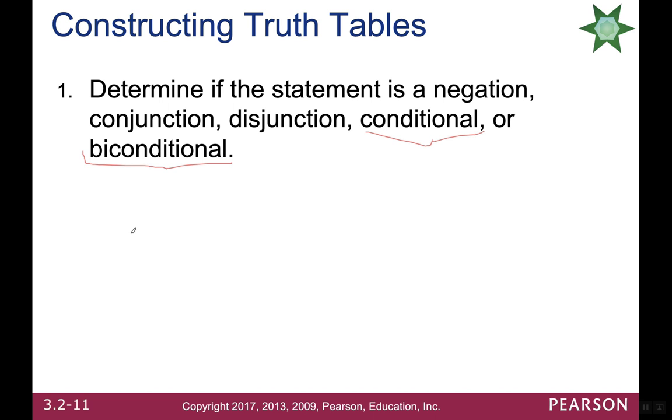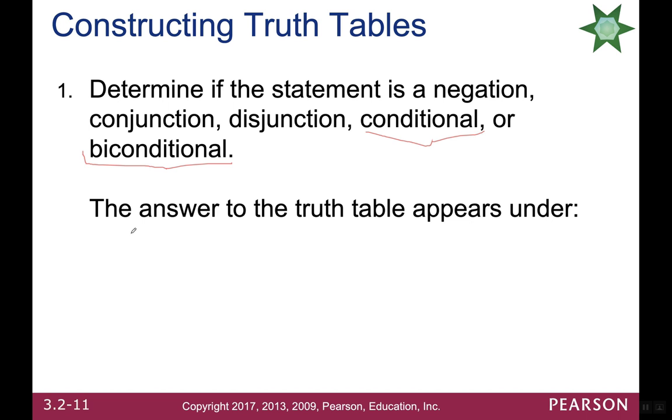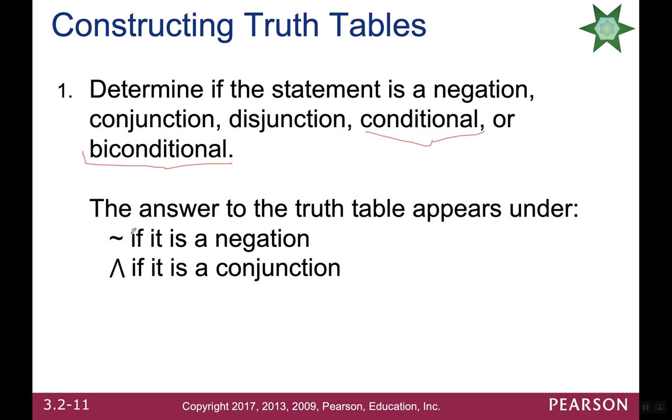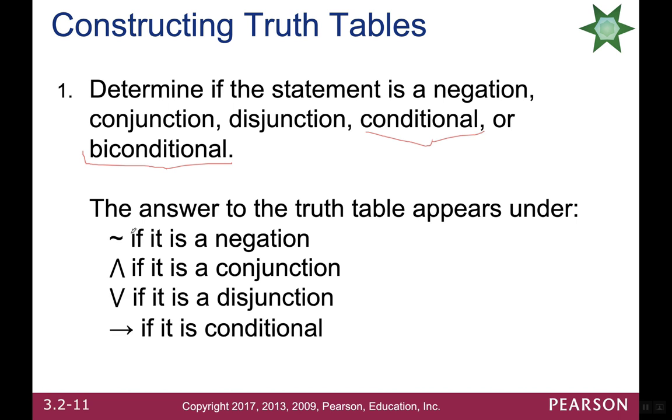So now, determine if the statement is a negation, conjunction, disjunction, conditional, or biconditional. That's the first thing you have to do. The answer to the truth table appears under the tilde if it's a negation, and under the connective if it's a conjunction or a disjunction, the arrow if it is a conditional, and finally the double-headed arrow if it is biconditional.